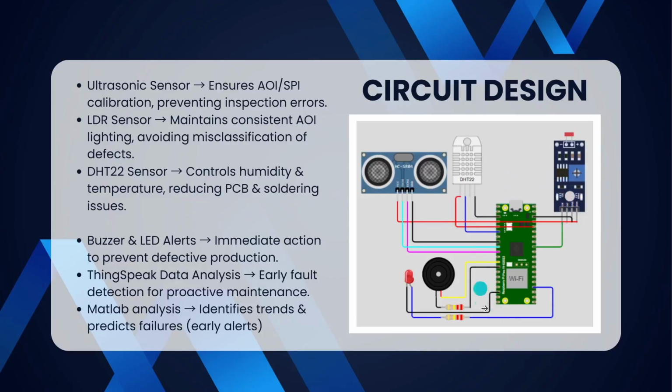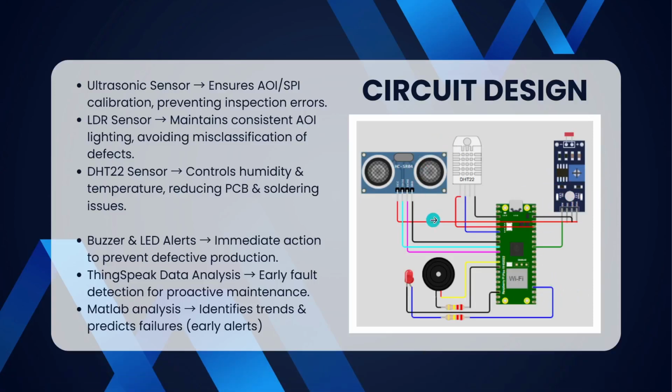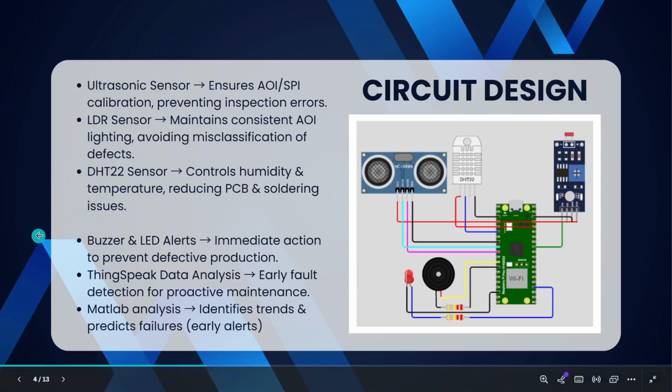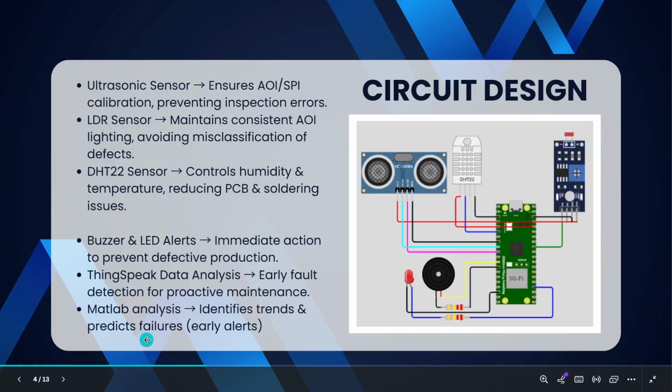For the microcontroller, I'm using the Pi Pico W because it has Wi-Fi connection for me to connect to ThingSpeak. ThingSpeak will be used to collect and store my data. The output part is buzzer and LED alerts, which provide immediate action to prevent defective production. For data analysis, I'm using ThingSpeak, which allows early fault detection for proactive maintenance, and MATLAB analysis, which will identify trends and predict failures for early alerts.